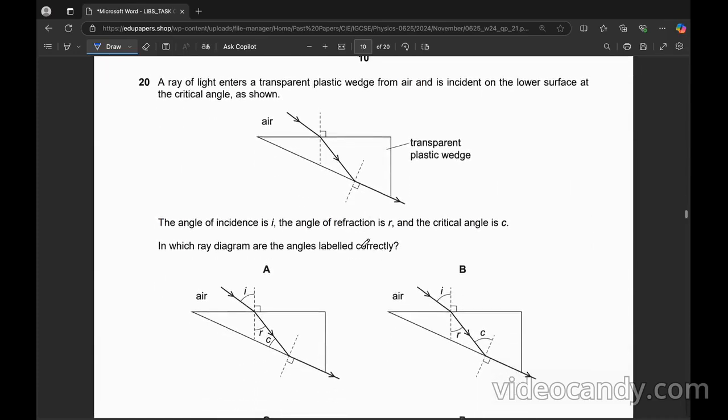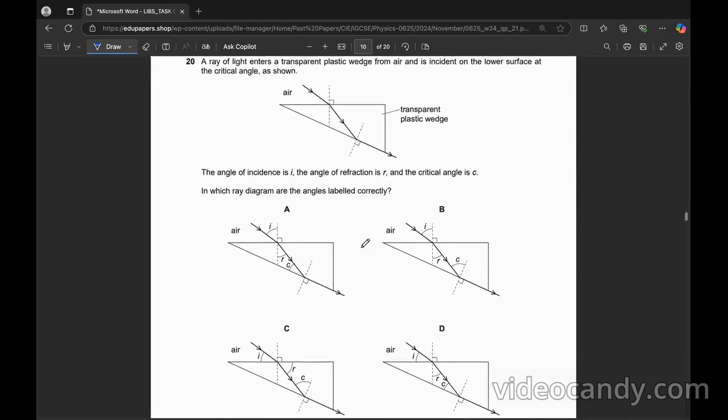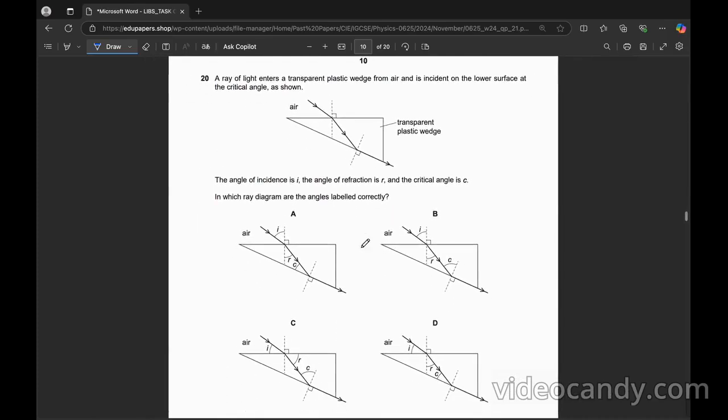20. A ray of light enters a transparent plastic block from air and is incident on the lower surface at a critical angle as shown. So this would be the critical angle. The angle of incidence is I, the angle of refraction is R, and the critical angle is C. In which ray diagrams are the angles labeled correctly?